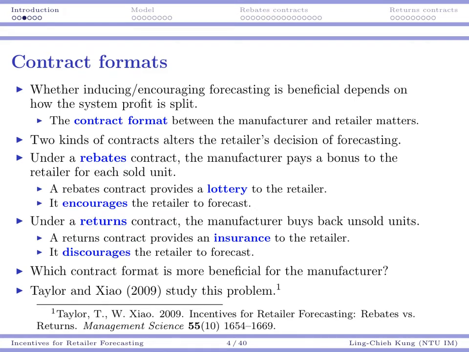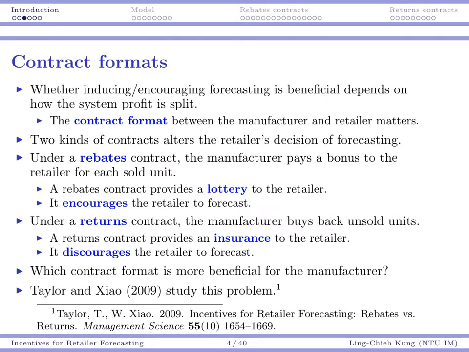In previous lectures, we have introduced these two kinds of contracts, and also there are others, right? There are others, but here it's reasonable to focus on these two contracts, as we will tell you in a short time. These two contracts are somewhat opposite if we consider the retailer's forecasting decision. So, what are they? Under a rebate contract, the manufacturer pays a bonus to the retailer for each unit sold. So that means when you sell some product, you will earn more, and part of the earnings comes from the manufacturer.